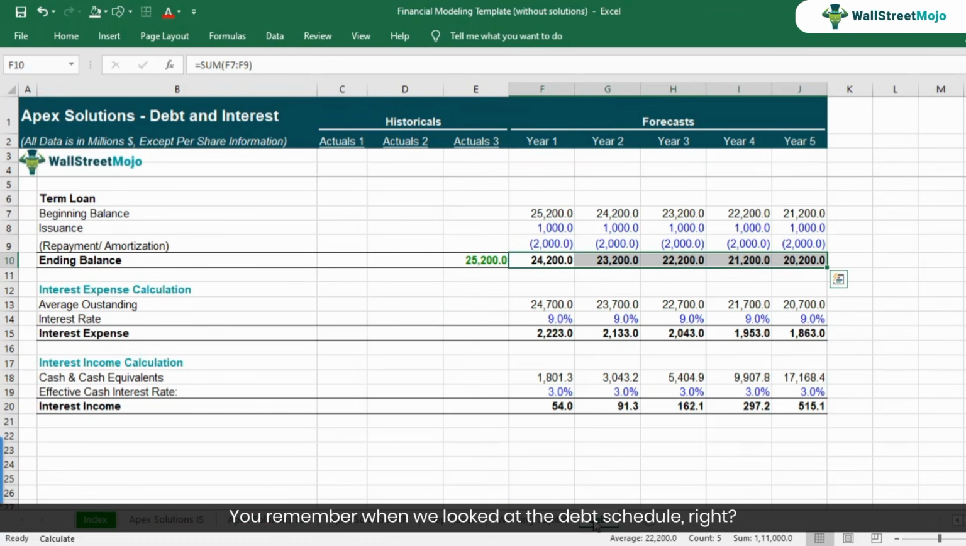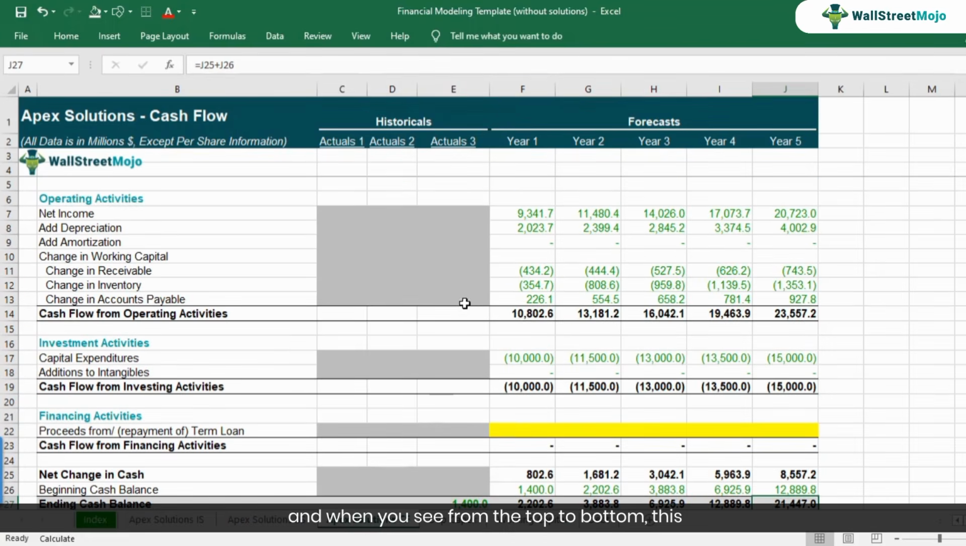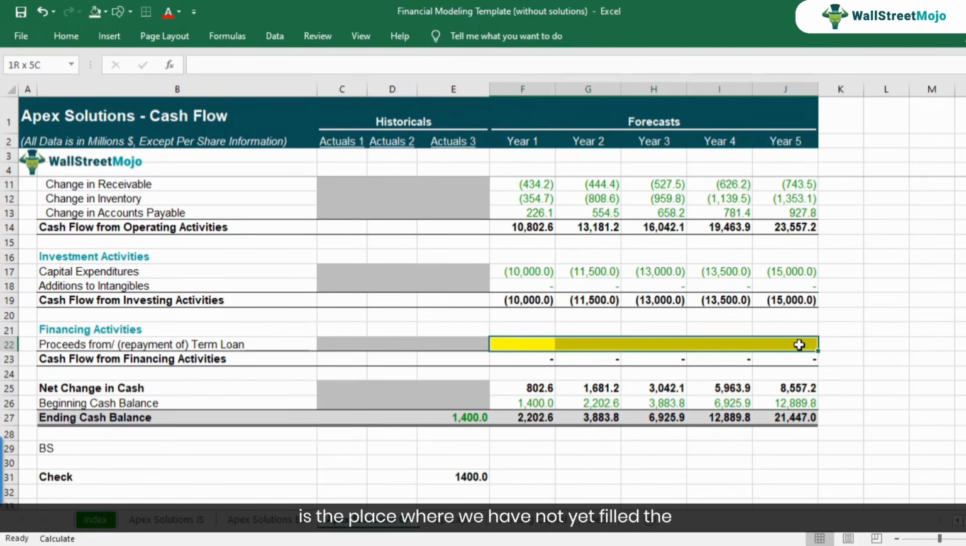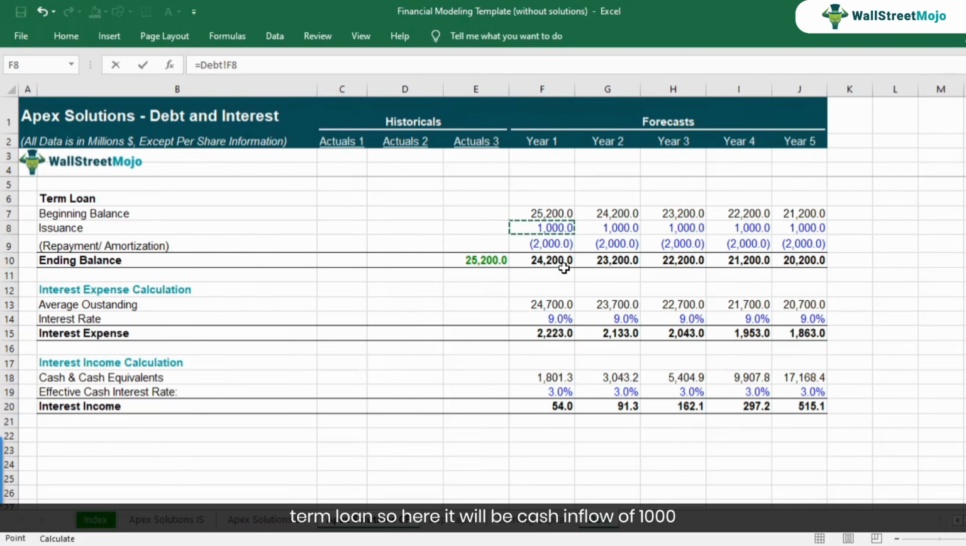You remember when we looked at the debt schedule, there is this cash inflow because of issuance, and then there's a cash outflow because of repayment. So this item has to be accounted for in the cash flow statement as well. If you go back to the cash flow statement, from top to bottom, this is the place where we have not yet filled the details related to debt, correct? So let's link this up as well. Proceeds from and repayments of term loans. Here it will be cash inflow of 1000 and cash outflow of 2000. So the net amount is minus 1000, right?